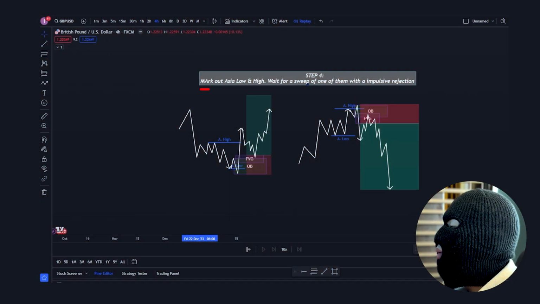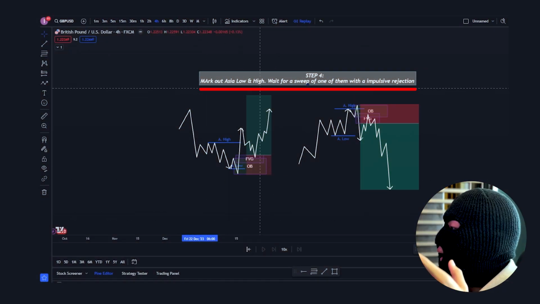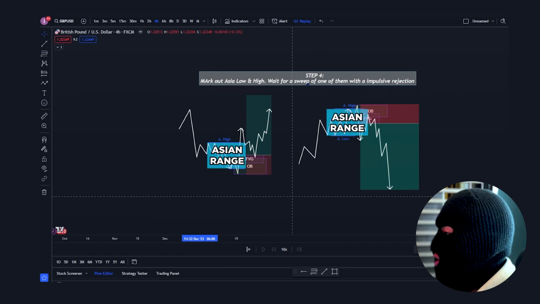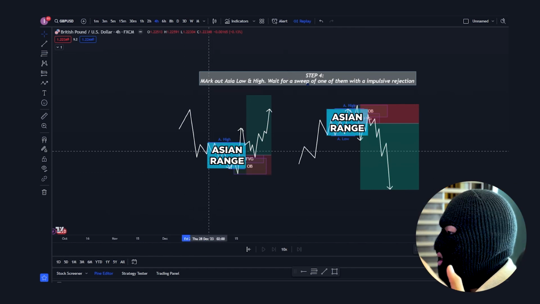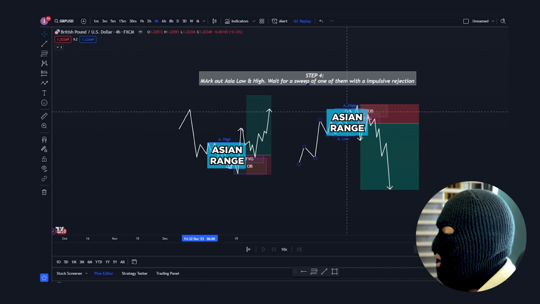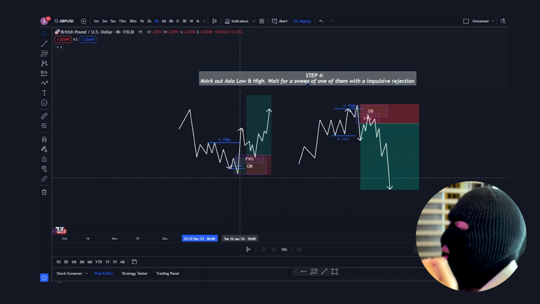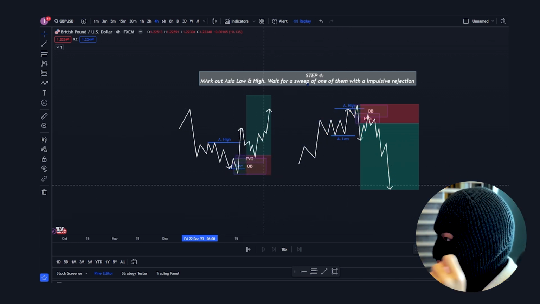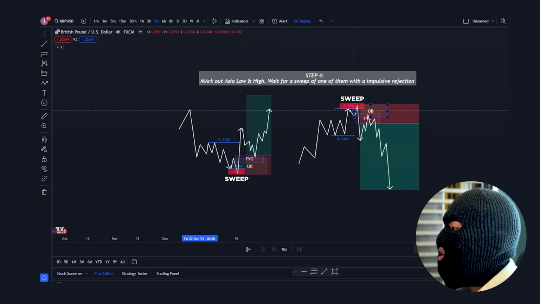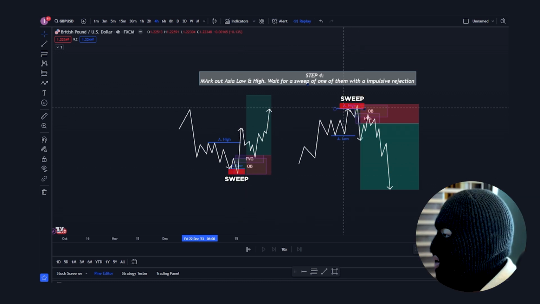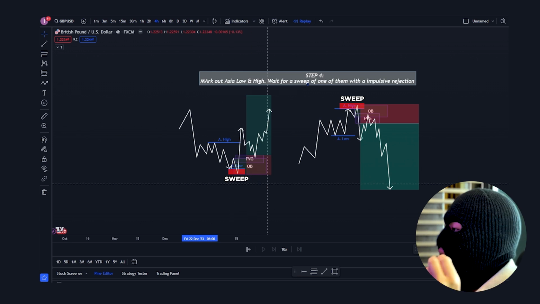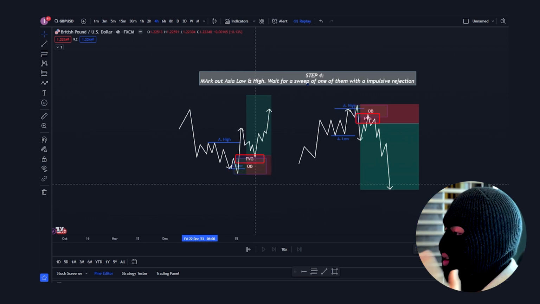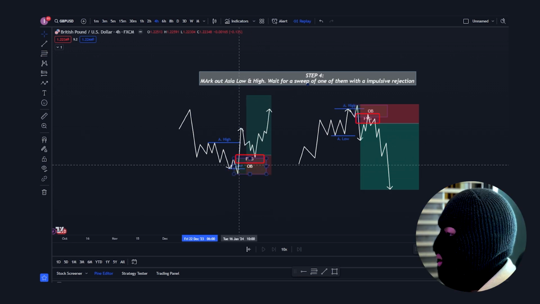Step number 4. Mark out the Asian session's low and high. This is known as the Asian range. If the range is less than 30 pips, there is a high probability of sweeping the Asian high and Asian low before the expansion move happens. So, I wait for a liquidity sweep during London on the 5-minute or the 15-minute time frame and look for a displacement, which is a fair value gap, away from the area that has been swept.